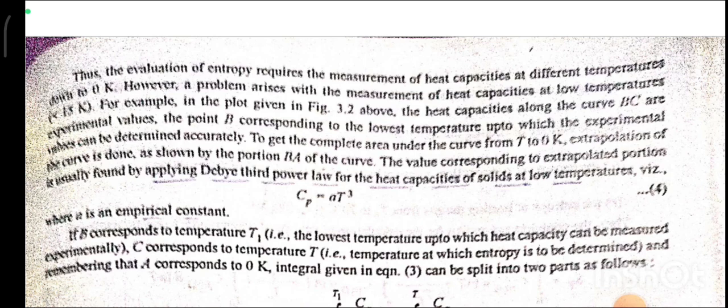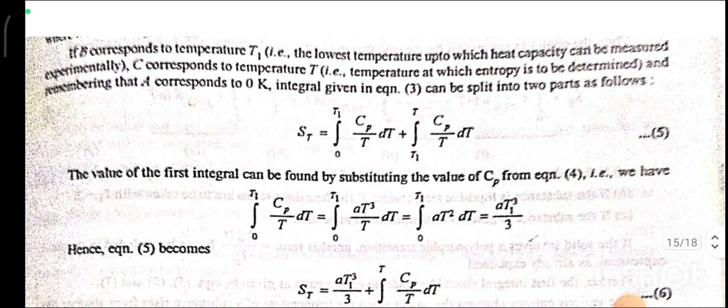The value corresponding to the extrapolated portion is usually found by applying the Debye T-cube law of the heat capacity of solids at low temperature. Cp is equal to AT cube, where A is the empirical constant. If it corresponds to the temperature T1, and C corresponds to the temperature T, and remembering that A corresponds to 0 Kelvin, the integral given in equation number 3 can be split into two parts.